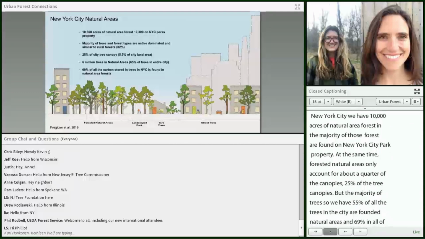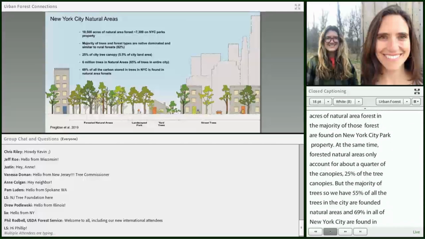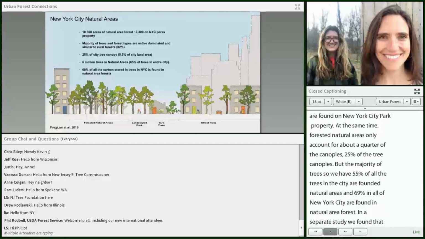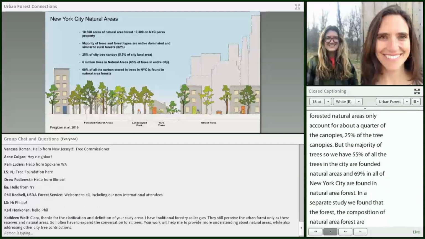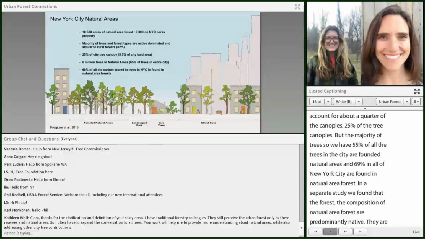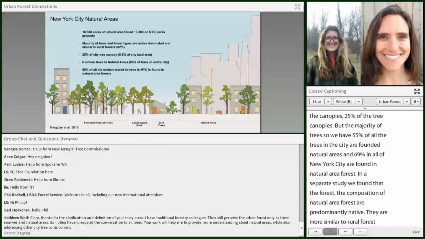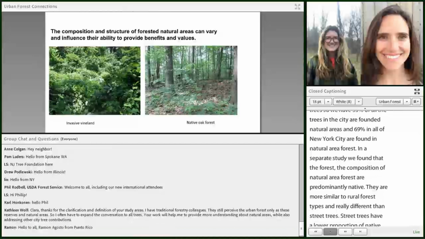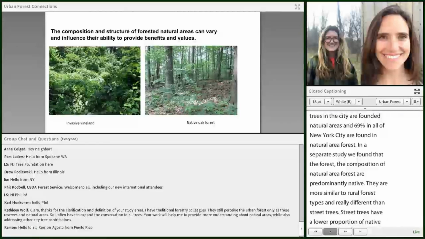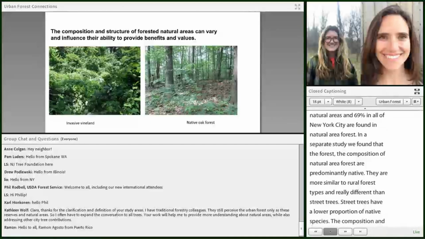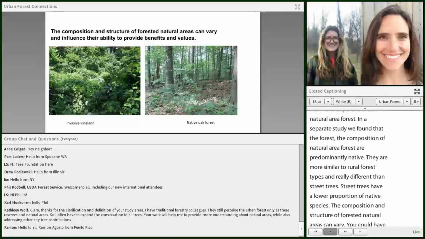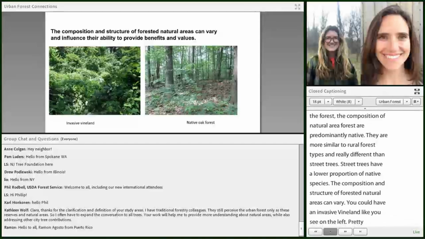And in a separate study, we also found that the composition of natural area forests is predominantly native and more similar to rural forest types, and really different than street trees. Street trees have had a lower proportion of native species. And so the composition and structure of forested natural areas can really vary. You could have an invasive vineland like you see on the left, pretty homogeneous, or you could have a native oak forest like you see on the right.